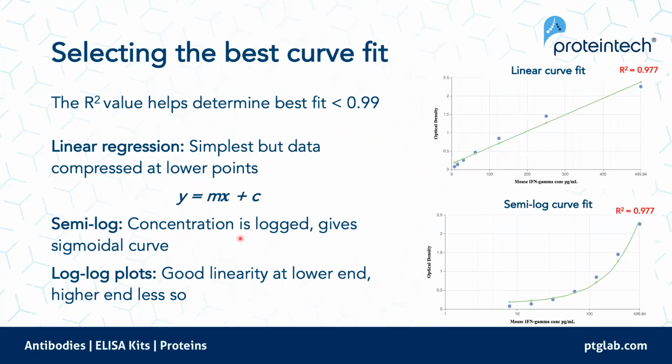This is where you are logging the concentration. And this has a bit of a better fit. However, what it does is it provides a sigmoidal curve. And then you can also do a log-to-log fit. But again, this is okay. It's better than the standard linear regression, but it does compress some of the data points again. So it's not as easy to try and read off the curve.